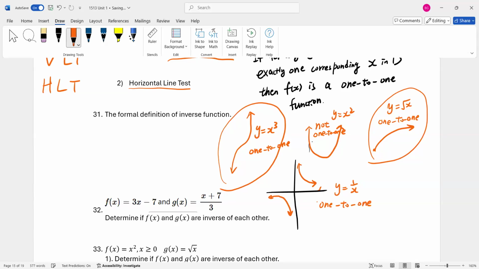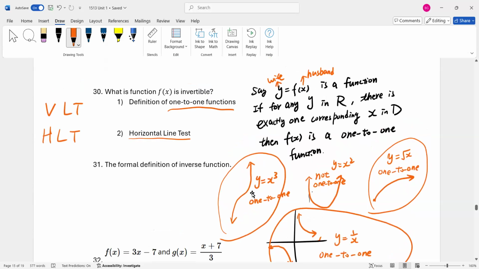One-to-one function, all right? So from the given 4 graphs, we identified 3 one-to-one functions. Why is one-to-one function so important? Because only one-to-one functions are invertible. In other words, only one-to-one functions have inverse functions.